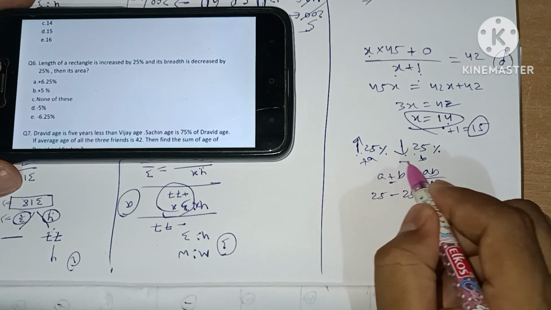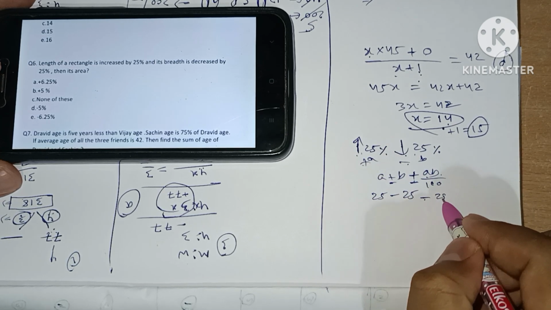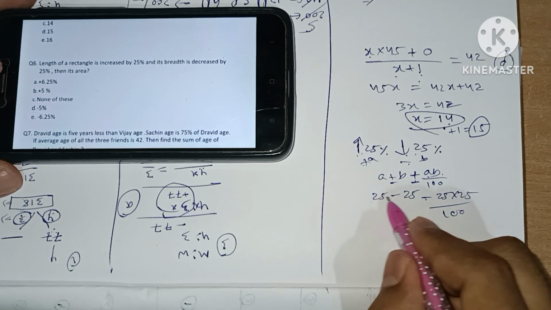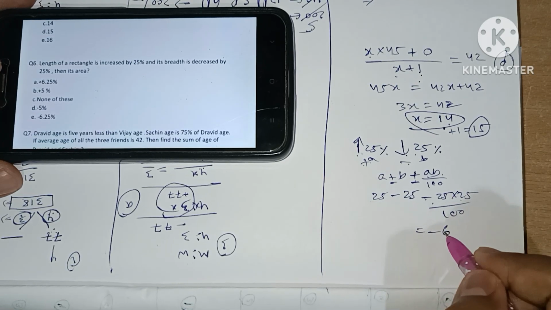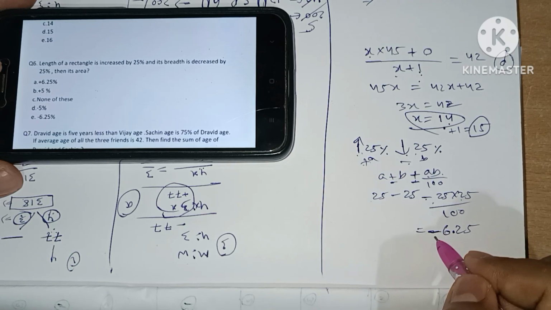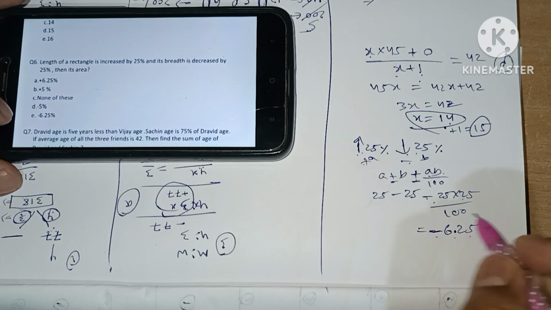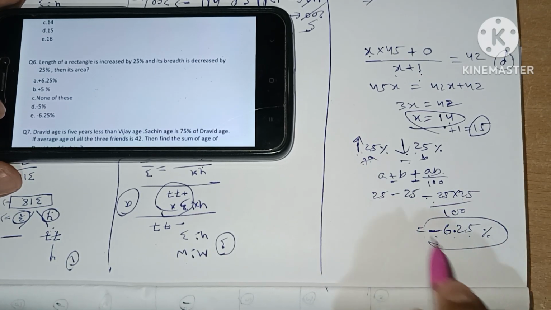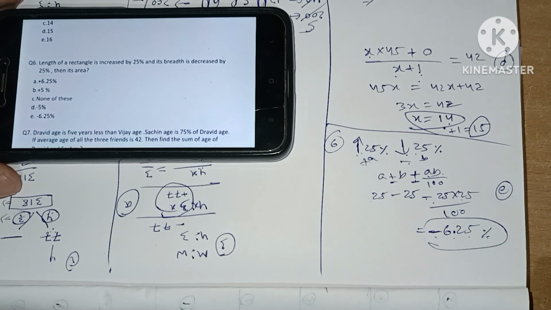This is positive, this is negative. Plus times minus will be minus. Next, AB means 25 times 25 divided by 100. So A and B will cancel, we are left with 0. This will be minus 625 divided by 100, which is 6.25. So here we see minus 6.25 means a loss of 6.25 percent. So this is the answer. Loss of 6.25 percent. This is question number 6, option E.